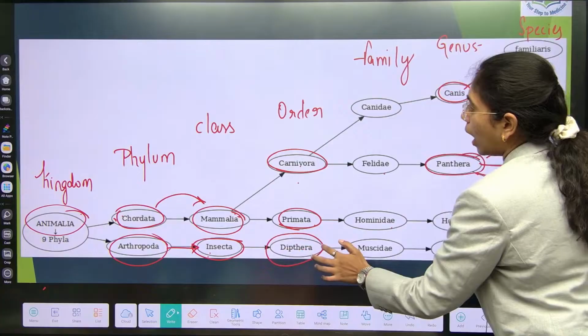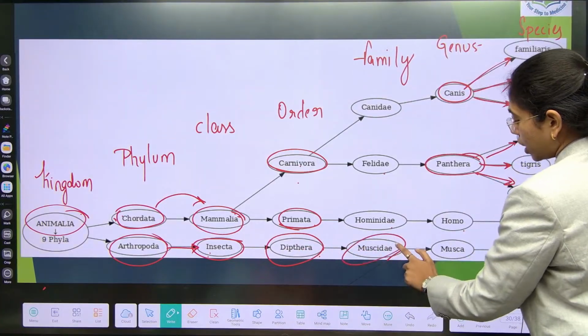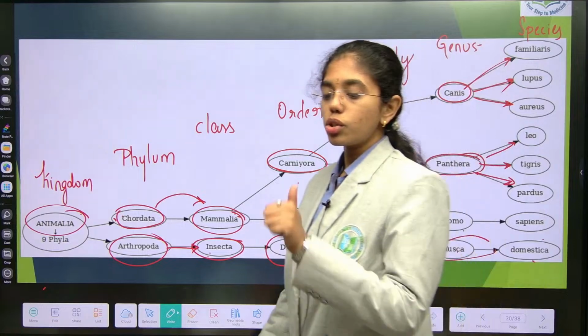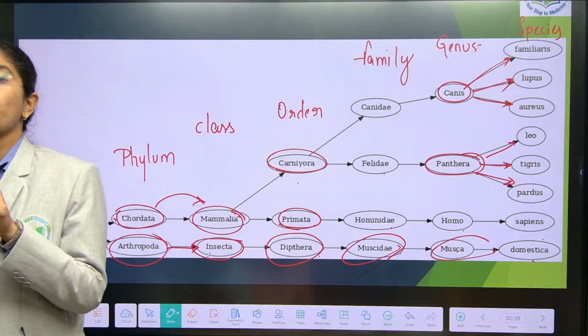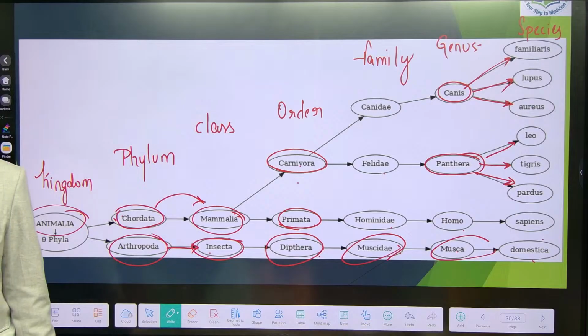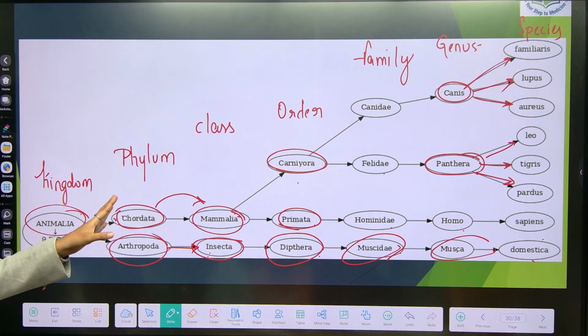Diptera, under this order we have the family Muscidae, genus Musca, species domestica. Got it, ma? From taxonomic categories, you have to be clear on what are the common characteristics shared at each category, and these two tables are enough. It will take 5 to 10 minutes for your revision for complete taxonomy and taxonomic categories. 10 minutes for identifying, defining and characteristic features, statements from that.